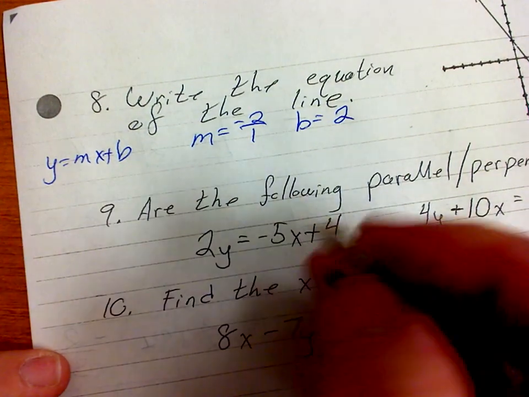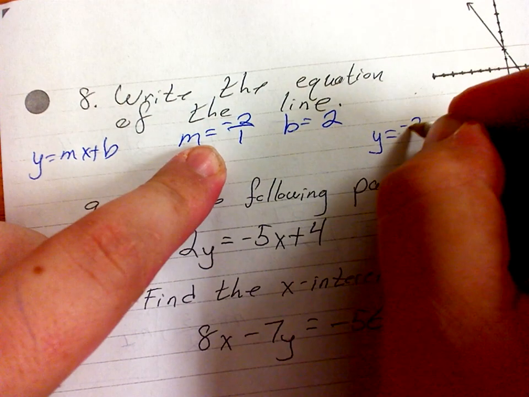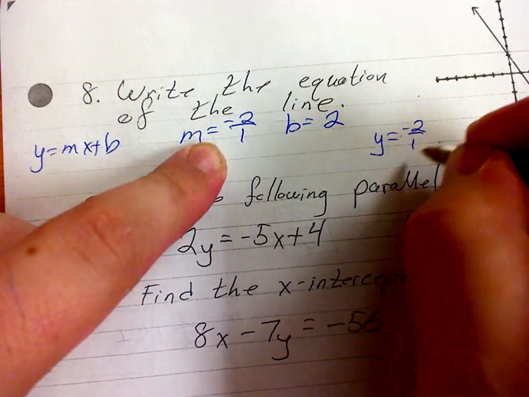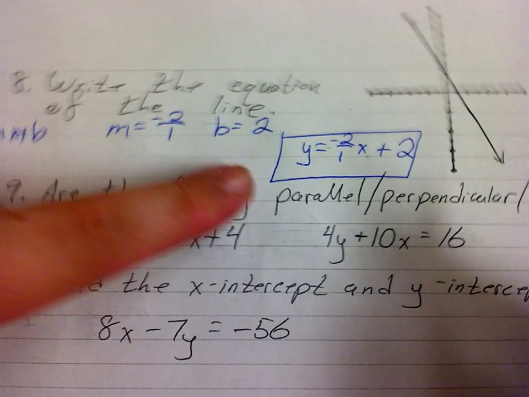Now we need to plug in our information. Our final answer is going to be y is equal to our slope, negative 2 over 1, x plus the y-intercept of 2. That would be our equation for the given line.